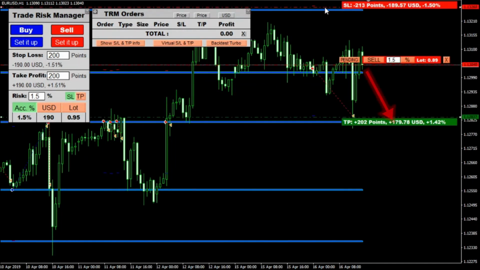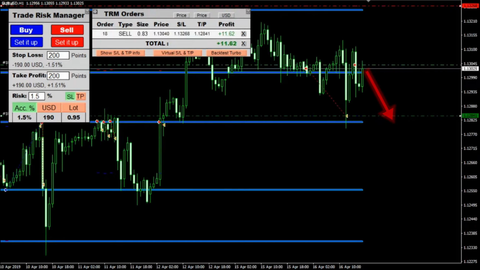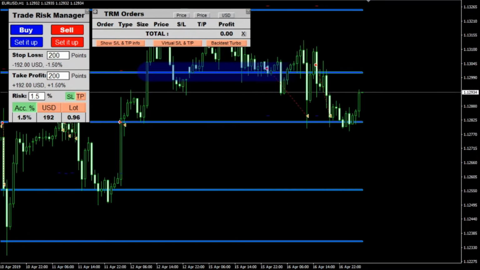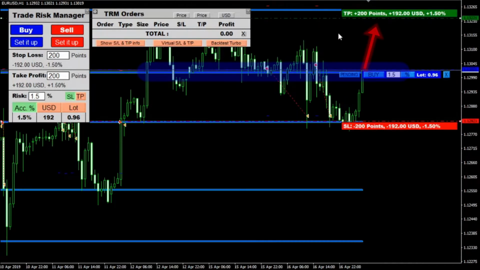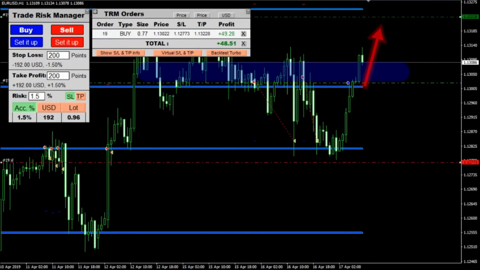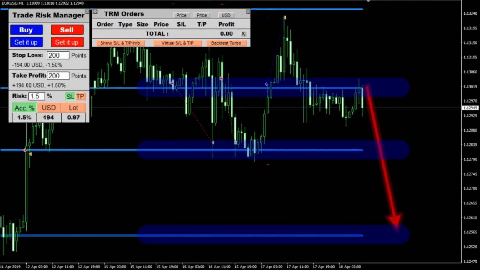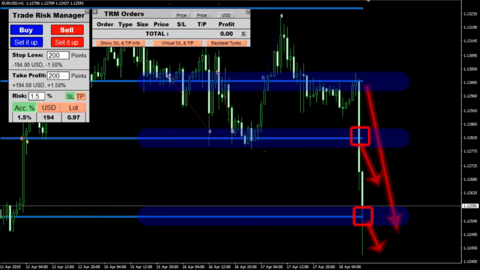Here we can see another example. You can also expect the break of the level when the price approaches with a lot of momentum, like here, for example. If the price is moving aggressively to the level, it's a good opportunity to trade in the direction of the trend.